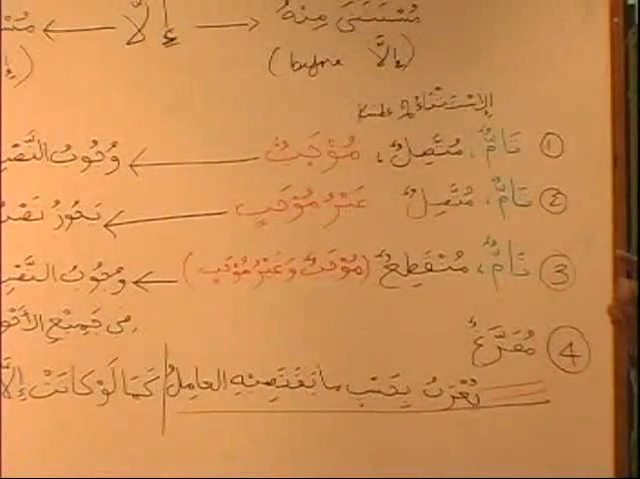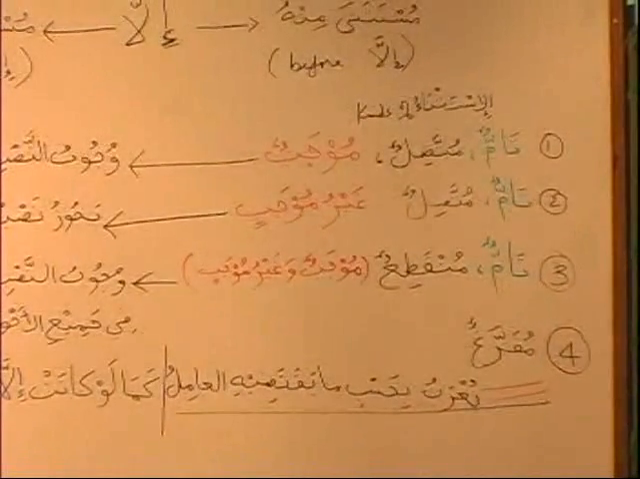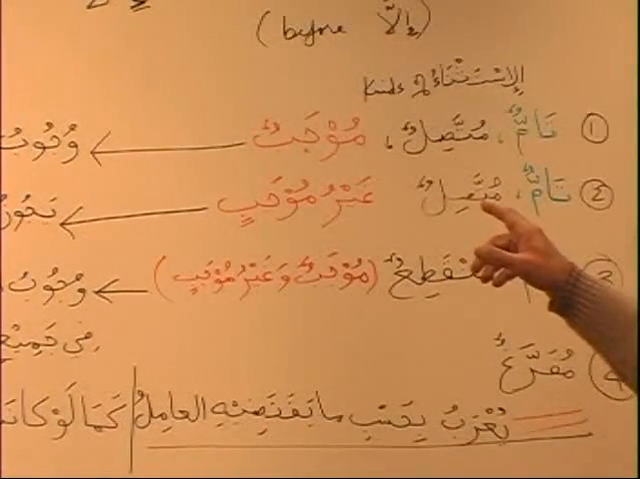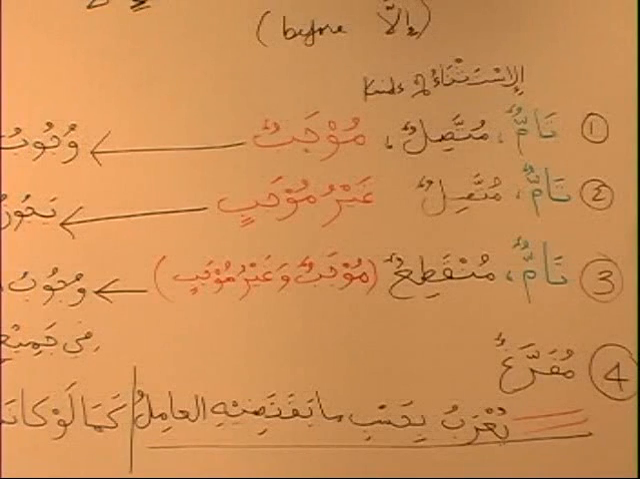Now, if the sentence is like that, how will you give the i'rab to mustathna? We have to find out what kind of i'rab the mustathna after illa will have. If the sentence is tamm, muttasil and mujab, the i'rab has to be mansub. Wujub an-nasb. It should be mansub. Period.